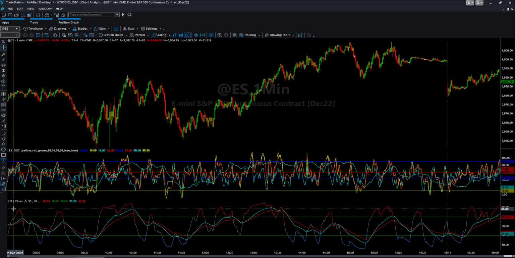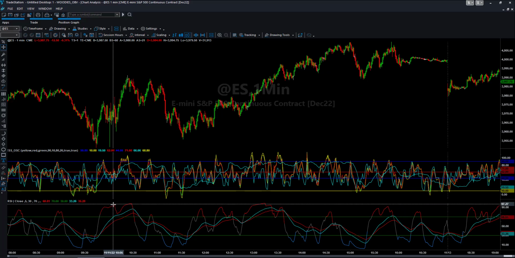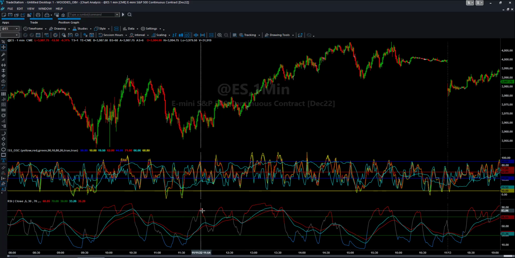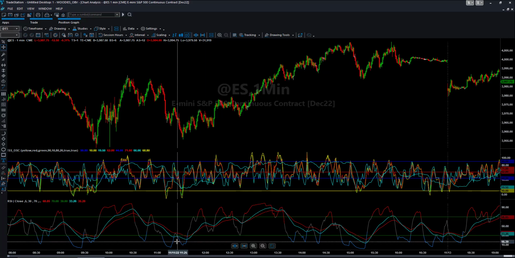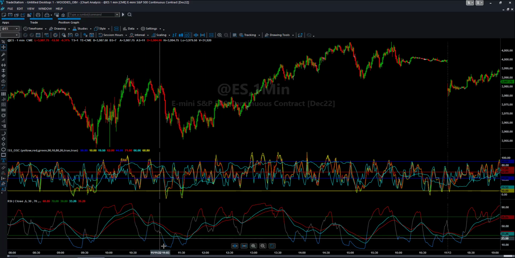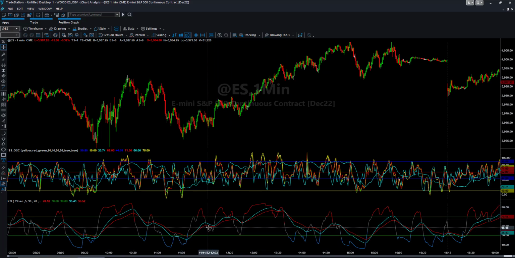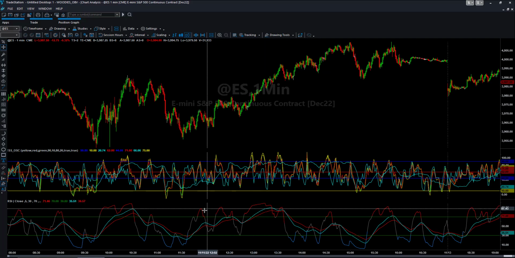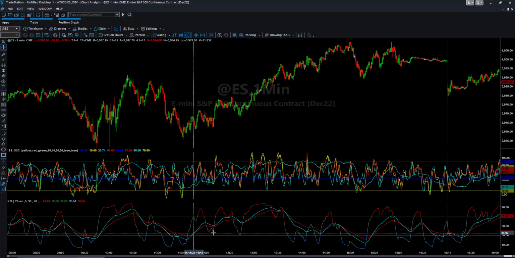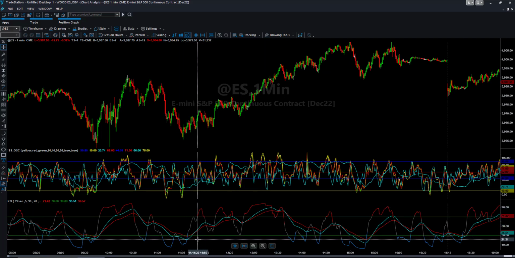Bottom, as you can see here, is an RSI, which has been modified to include the volume. So this faster oscillator is a volume adjusted RSI. These two lines are just the moving averages of the RSI, just giving us the overall bias.